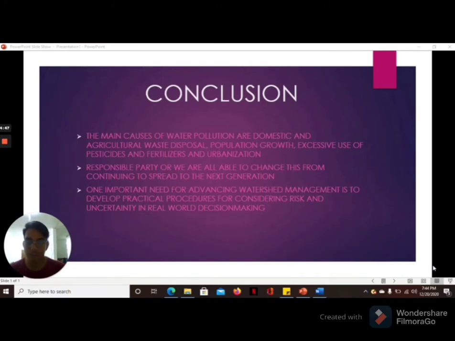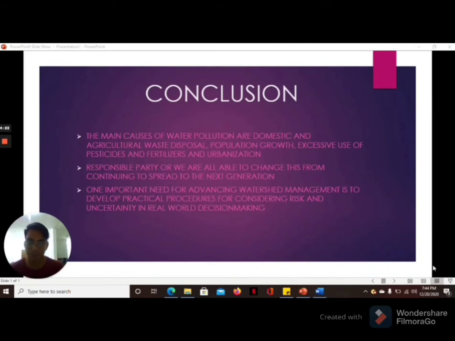There are many causes of water pollution, but I pick a few of them. So the main causes of water pollution are domestic and agricultural waste disposal, population growth, excessive use of pesticides, fertilizer and urbanization. So there are some ways to overcome water pollution.